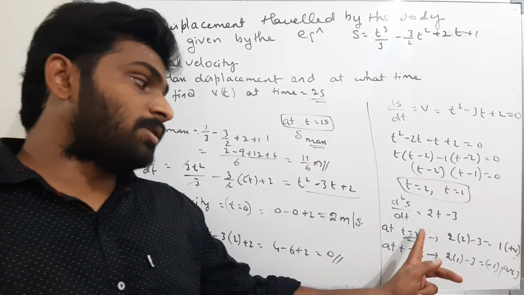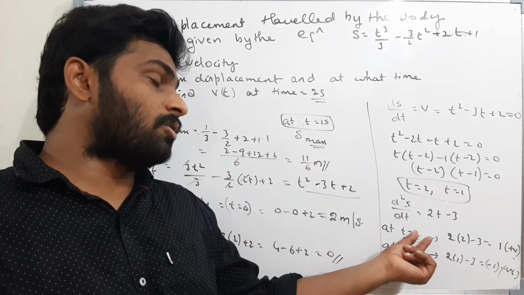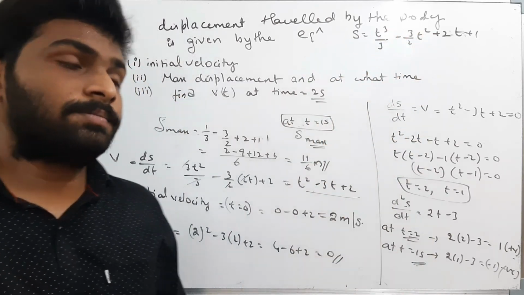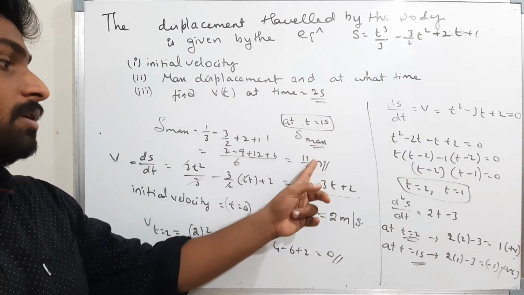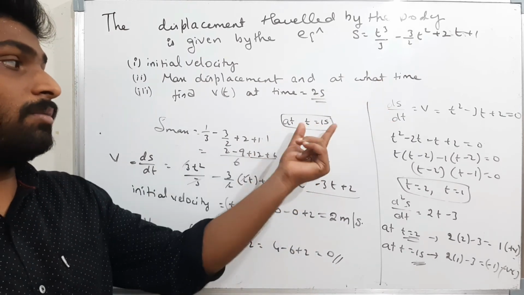And the minimum displacement is at time t equal to 2. Now keep t is equal to 2 here, you will get the minimum displacement. Therefore, you got the maximum displacement, that is 11 by 6 meters. And at what time? The time is 1 second.